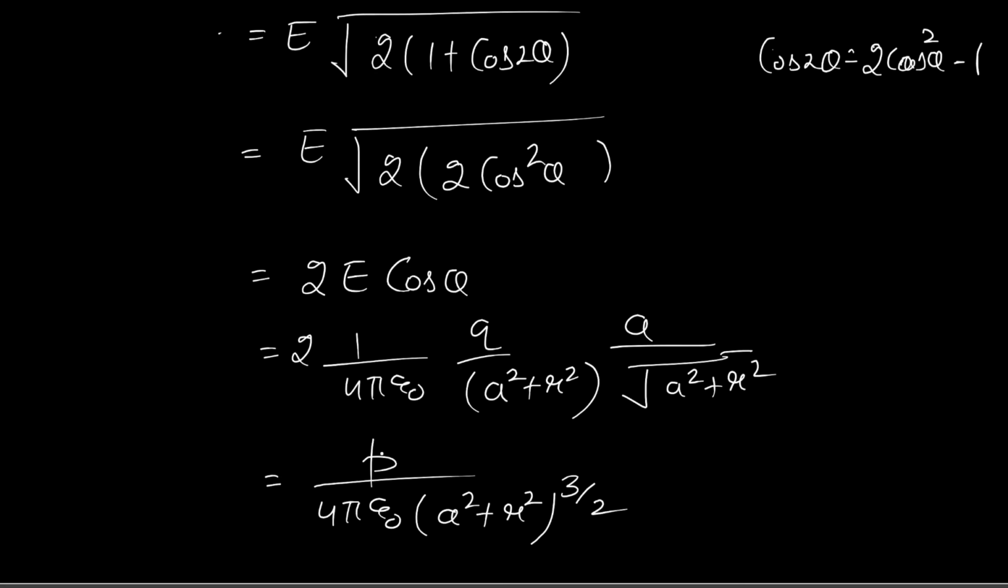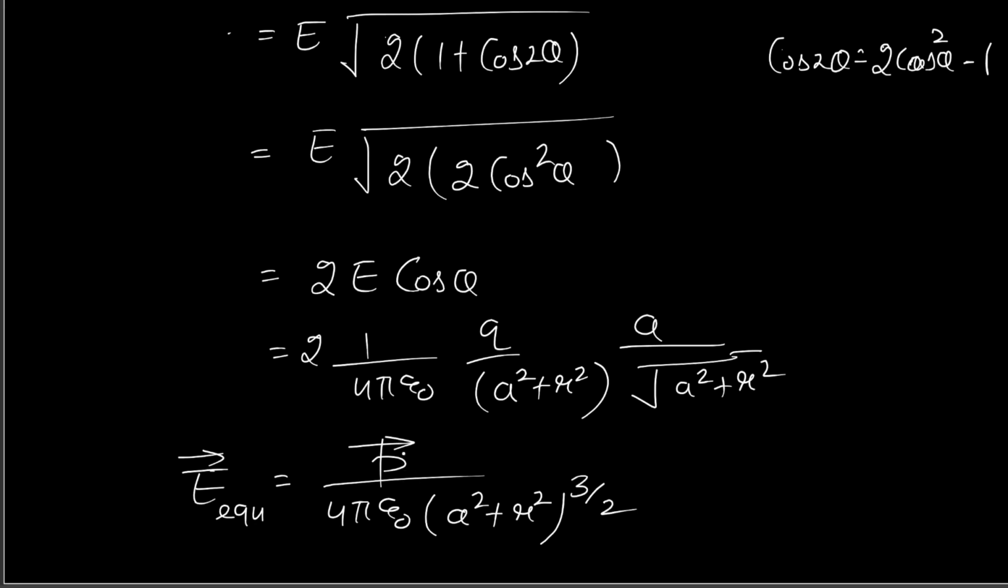That's it for this. We have found the electric field at the equatorial point, and if we take the vector quantity, p acts as a vector quantity. That's it.